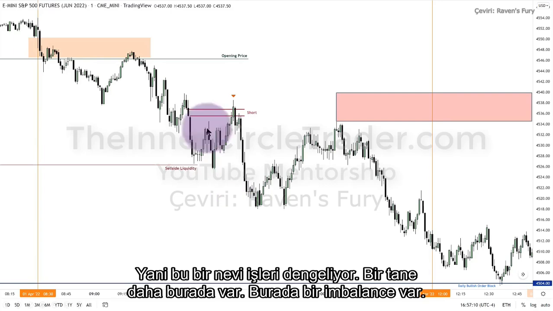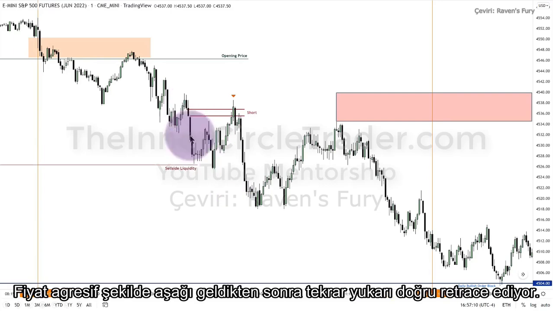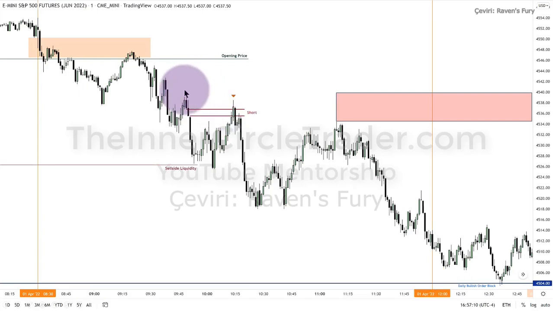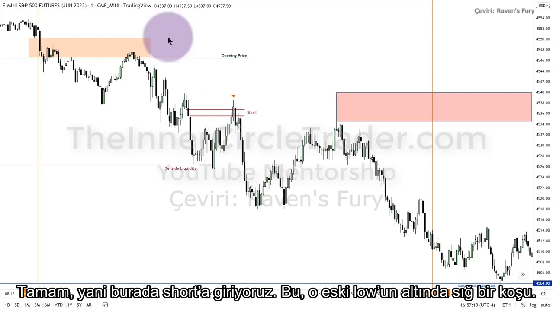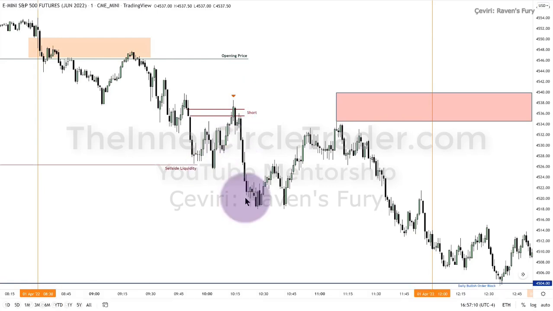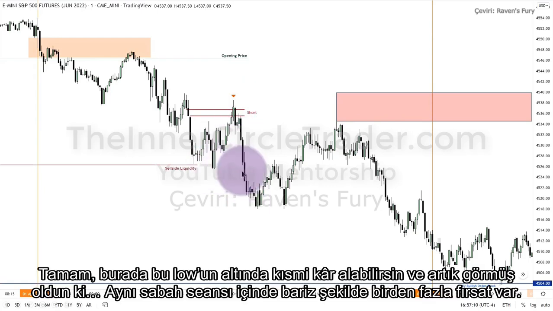Another one is here. We have the imbalance here, after we aggressively moved lower and then retraced back up in. This is why I'm saying that that previous short, if I was short from here, I wouldn't be worried about this one so much because your stop would be above here. Okay, so anyway, getting short here. This was a shallow run below that old low. So we anticipate it to run a little bit deeper, and it does. Okay, so you could take profits below this low here as a partial.